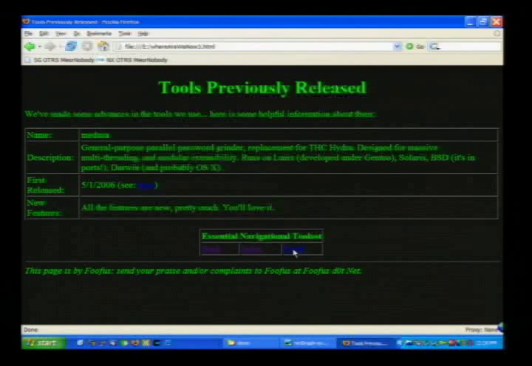Very fun. Another one is Medusa, written by Jomo-kun, who is not in the room. He's off seeing the EFF, and I'm gravely insulted. It's just a good password grinder. It's a replacement for Hydra from THC, but it's designed specifically for giant multi-threading. It's very modular, and you should get it, and you'll love it.